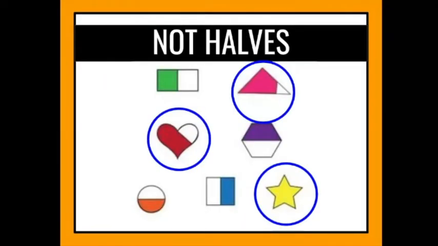The circled shapes are examples of not halves. You can see that the heart and the triangle are not split into two even parts. And the star isn't even split into parts. It's just an example of one whole.